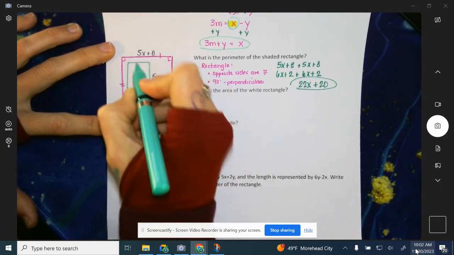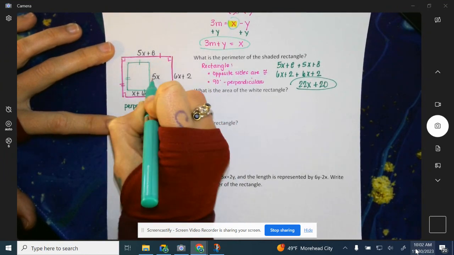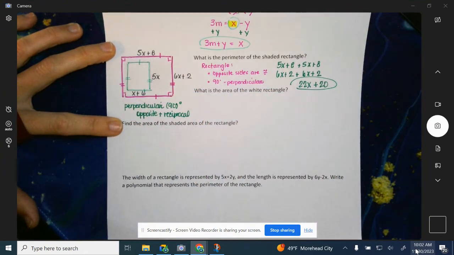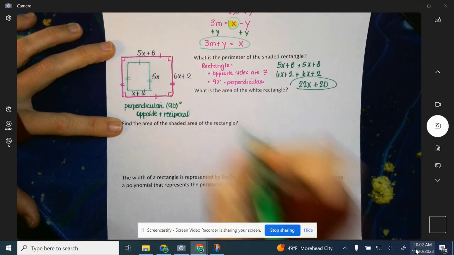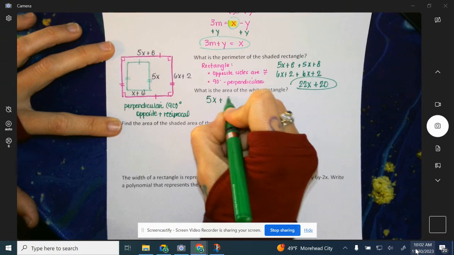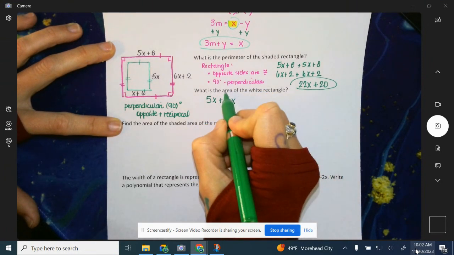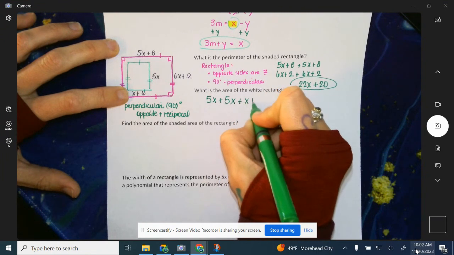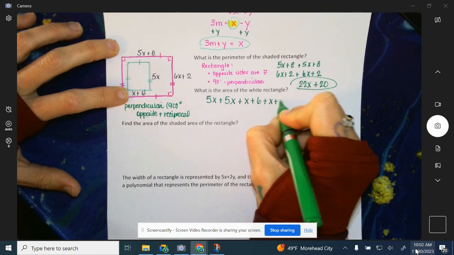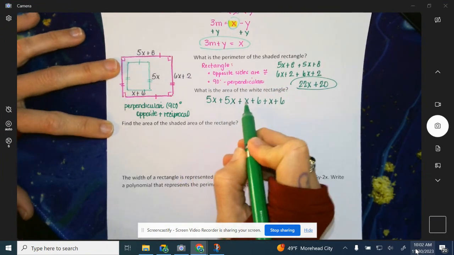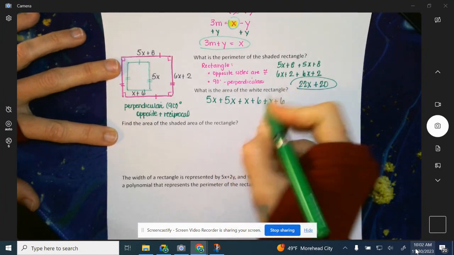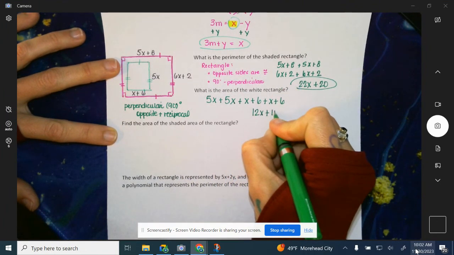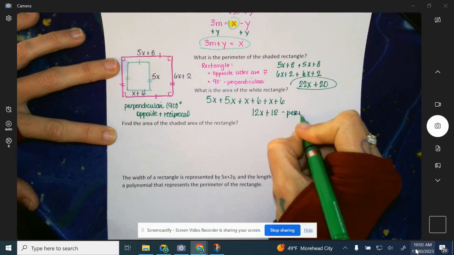So still a rectangle. Again, opposite sides are congruent. So that's going to give us 5x twice. So 5x plus 5x. Oh, it doesn't say perimeter. It says area. We'll get back to that in a minute. We'll finish this question, perimeter though. So x plus 6, x plus 6, 5, 10, 11, 12.